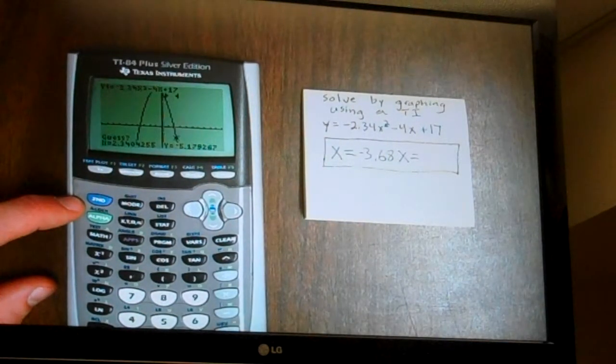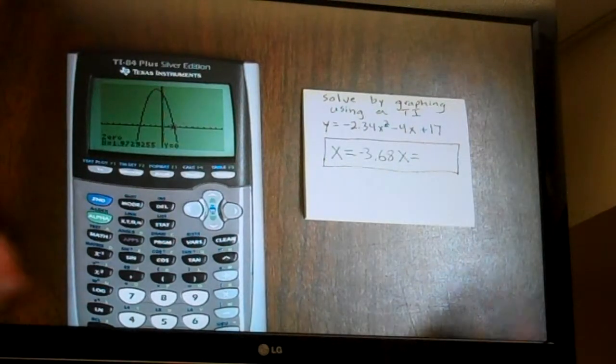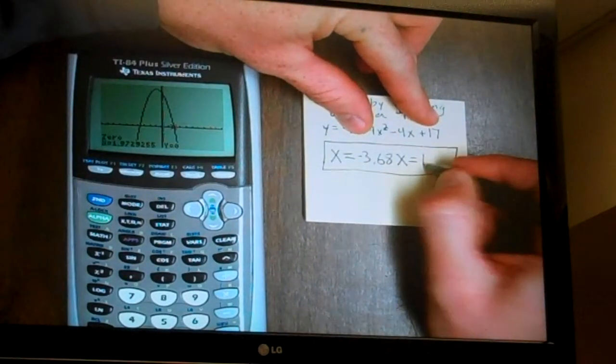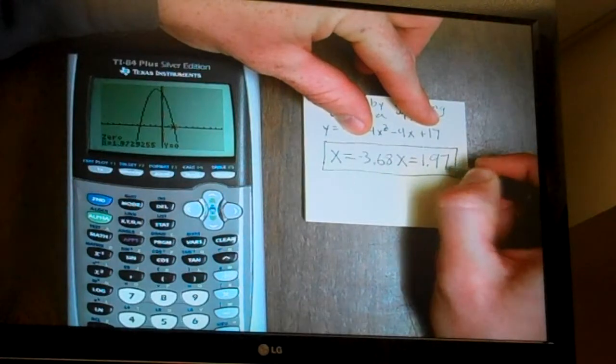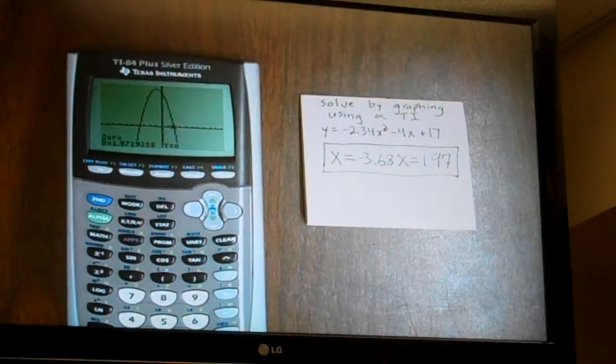It says guess. Yes, please guess. And my second 0 is 1.97. That is how you graph and solve by graphing using a TI calculator.